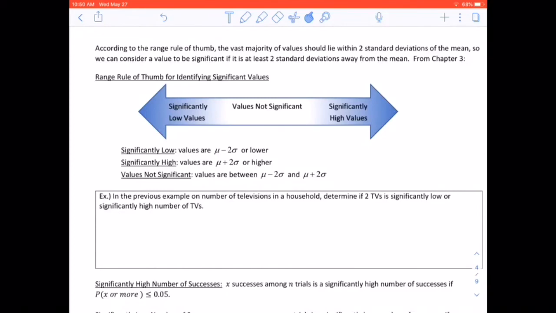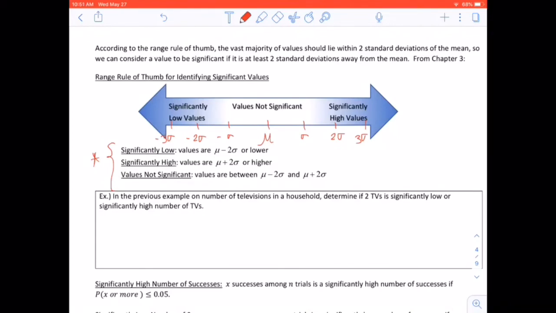Since we are dealing with parameters, I'm going to put mu in the middle. We're going to go 3 standard deviations each way. Going 1 standard deviation, that's our sigma. Going 2 standard deviations, which is where we get our cutoff. And then 3 standard deviations, which is where 99.7% of our data is going to lie. Significantly low are values that are going to be mu minus 2 sigma or lower. Significantly high is going to be values that are mu plus 2 sigma or higher. And values that are not significant are going to be values that are between mu minus 2 sigma and mu plus 2 sigma.